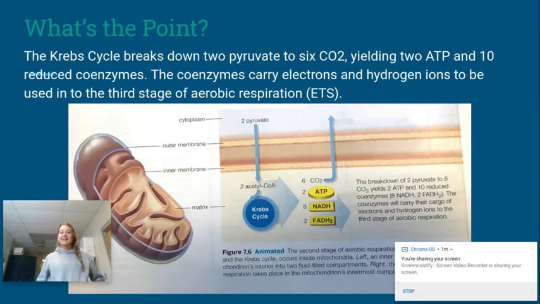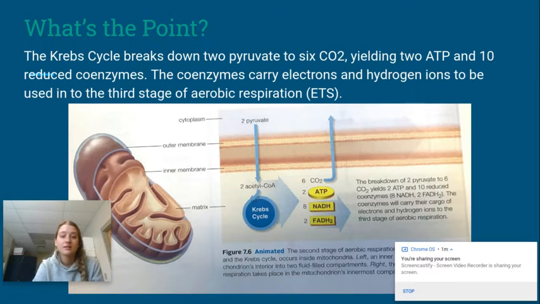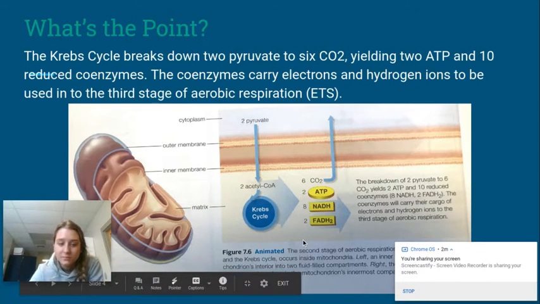So what's the point? The point of the Krebs cycle, as you can see in this photo, is to break down 2 pyruvate, which we get from glycolysis, into 6 CO2, which ends up yielding 2 ATP and 10 reduced coenzymes. So these coenzymes are extremely important to carry electrons and hydrogen ions to be used in the ETS, because without these coenzymes, it would be really hard to create that H+ gradient for the process of glucose to be made. So you can see that really well in this image.